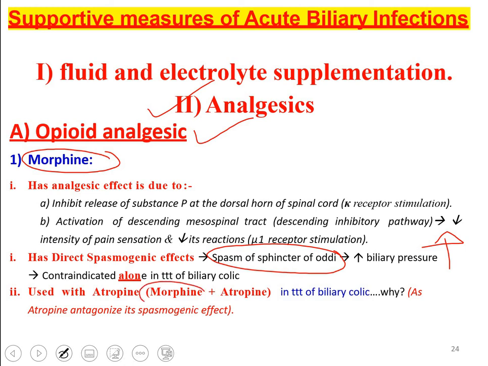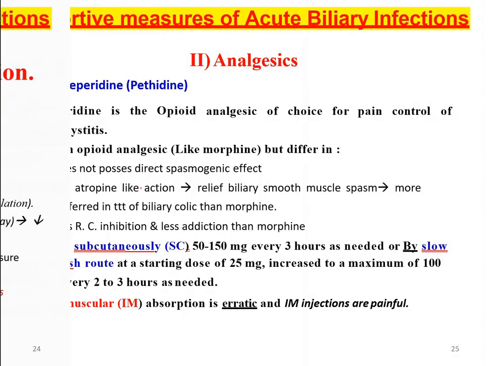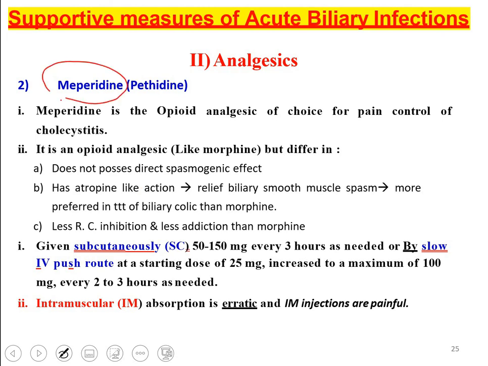Therefore, when you prescribe morphine, a muscle relaxant or atropine-like drug should be given in the treatment of biliary colic. Better is to avoid morphine and go ahead with other narcotic analgesics like meperidine, or another class of drug. Meperidine is an opioid analgesic, the drug of choice for control of pain associated with cholecystitis. Most importantly, it has an inbuilt atropine-like effect, so there is no need to combine it, and your patient's situation will not be aggravated.